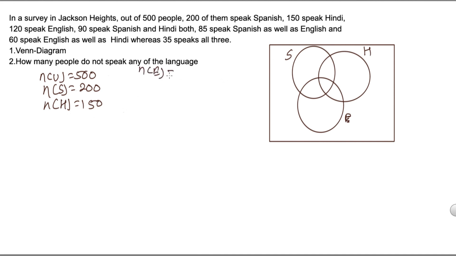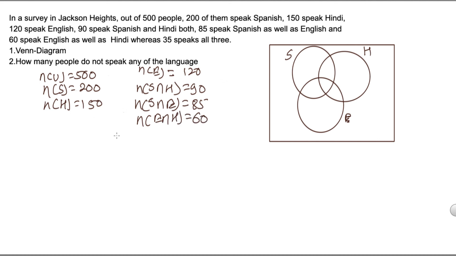Number of English speaking people are 120. Spanish plus Hindi is 90. Number of people that speak Spanish plus English is 85, and number of people that speak English plus Hindi is 60. Let us show this in our Venn diagram.